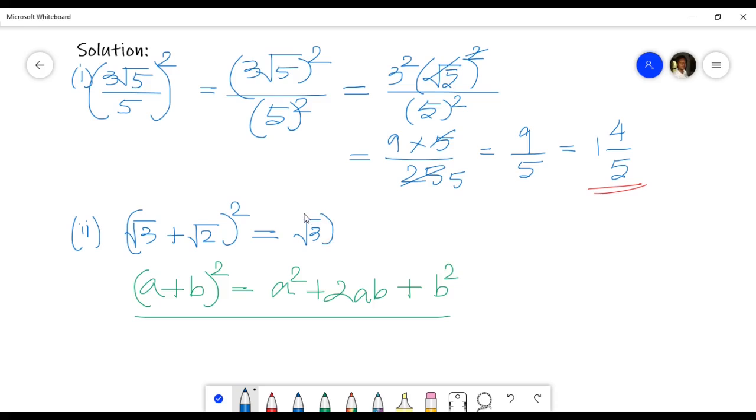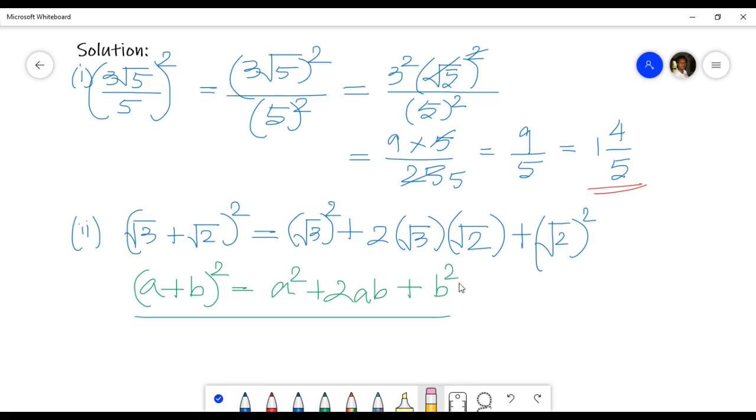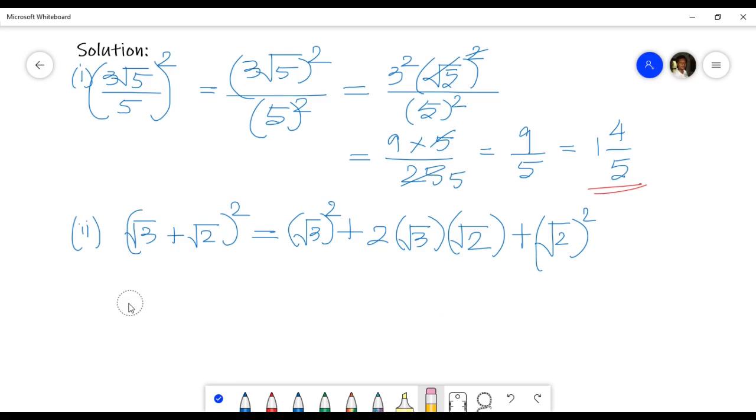So a square would be root 3 whole square, plus 2 into a, which is root 3, and b is referring to root 2, close the brackets, plus b square. B is referring to root 2, so b square will be root 2 whole square. So this is the expression that we get from the expansion of a plus b whole square. I would just erase this expression and we'll simplify it further.